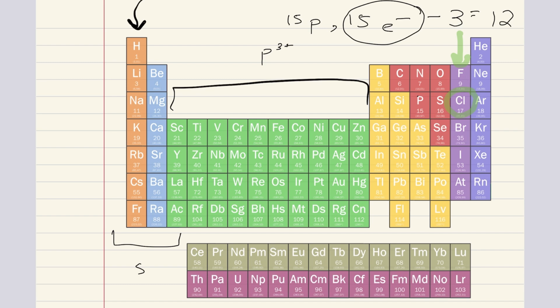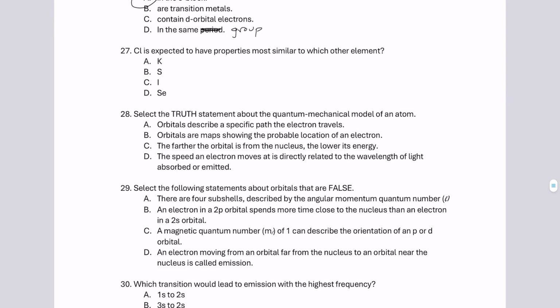So any element in the halogen group is going to have similar properties to chlorine. And the only answer that fits that criteria is iodine. Iodine is also found in the halogen group, and it's going to have properties that are most similar to chlorine. 27 is C. 28 says, select the true statement about the quantum mechanical model of an atom.